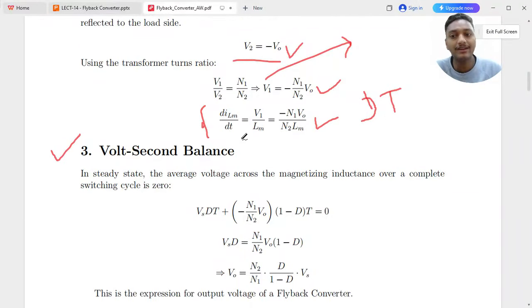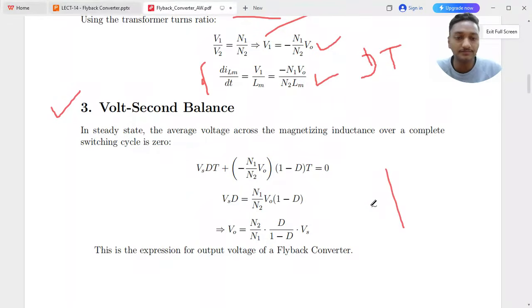In volt-second balance, at steady state the average voltage across the magnetizing inductance over a complete switching cycle is 0. So my VL average value should be equal to 0. This particular part and this particular part should be equal in area, and that's why they cancel out here, and my average VL across one switching cycle should be equal to 0.